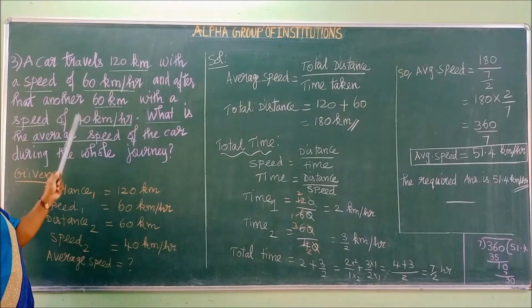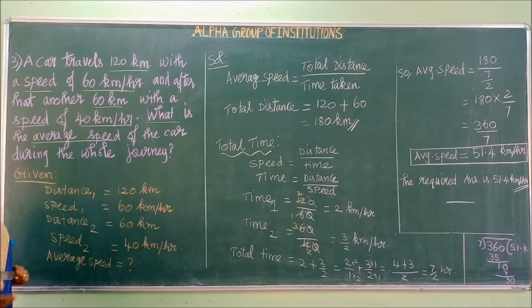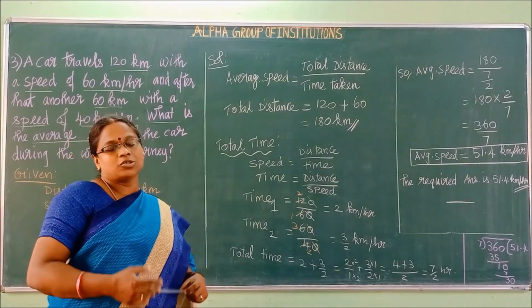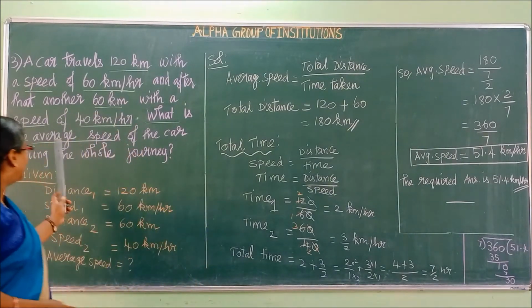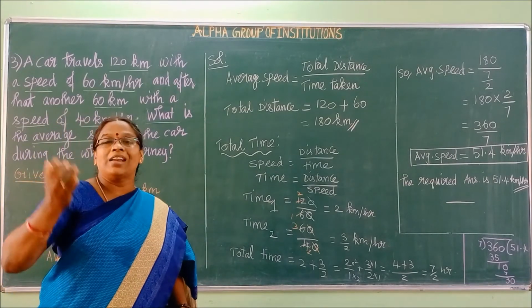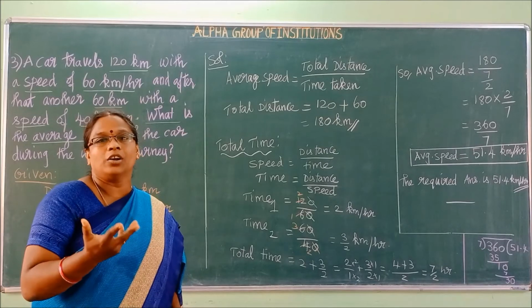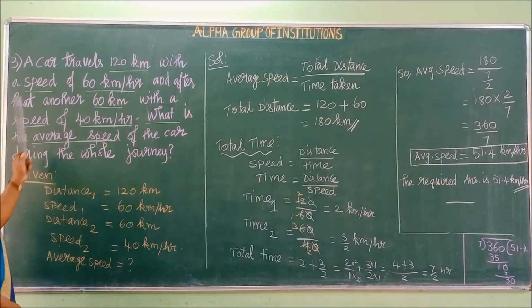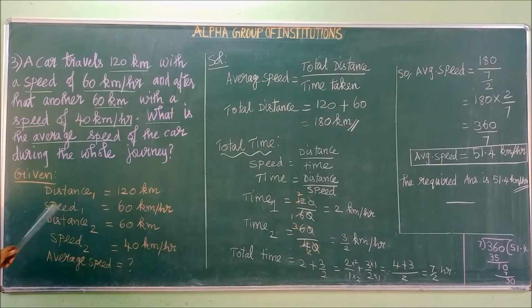60 km distance, what is the speed? 40 km per hour. So different speeds are there and different distances also are covered. So what is the average speed they are asking? If the word average comes, when different values are covered, the average value will come. Right? Now write the given, underline the terms, the given values.